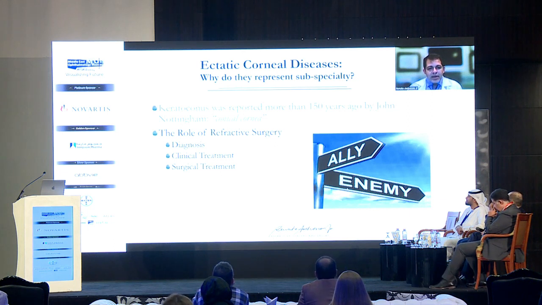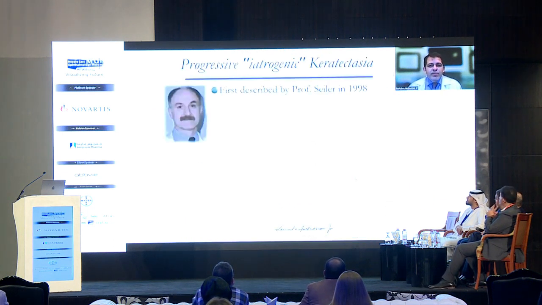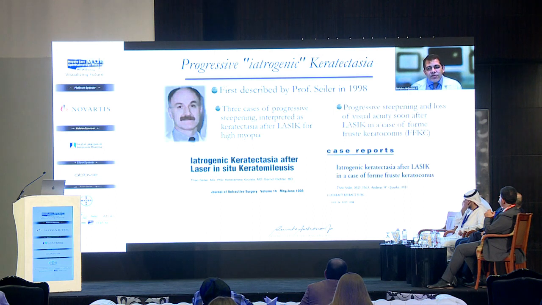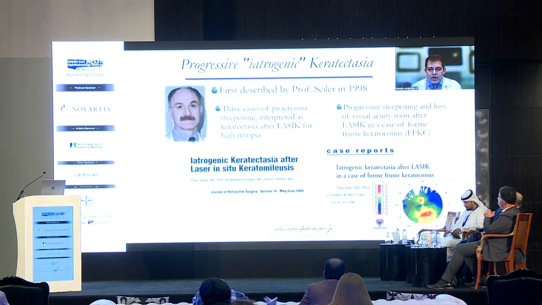However, it's also the enemy. Why is it the enemy? Because we have iatrogenic progressive ectasia after procedures related to refractive surgery. Even before laser vision correction, we had incisional keratotomy, with radial keratotomy and astigmatic keratotomy causing ectasia. But when we talk about LASIK, the first described cases of ectasia were in 1998. Theo Seiler described the first 3 cases of progressive ectasia in patients with very high myopia. A few months later, he published the case of forme fruste keratoconus that had iatrogenic ectasia, and he defined forme fruste keratoconus based on front surface keratometric values with inferior steepening.